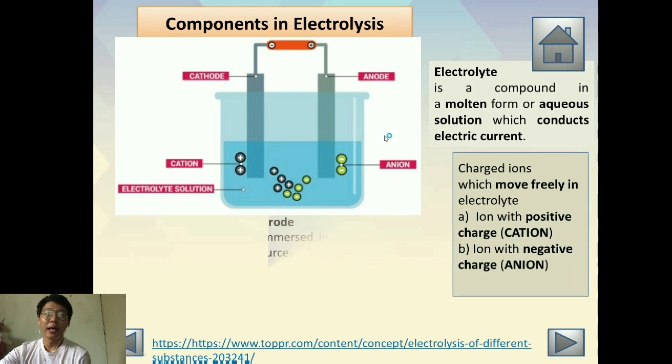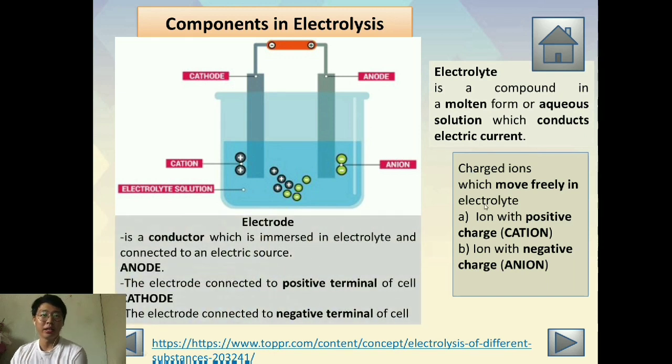And the ion will attach to the electrode. The electrode is a conductor which is immersed in the electrolyte and connected to an electric source. The anode is the electrode that is connected to the positive terminal, and the cathode is the electrode that is connected to the negative terminal. Okay, can you watch me?